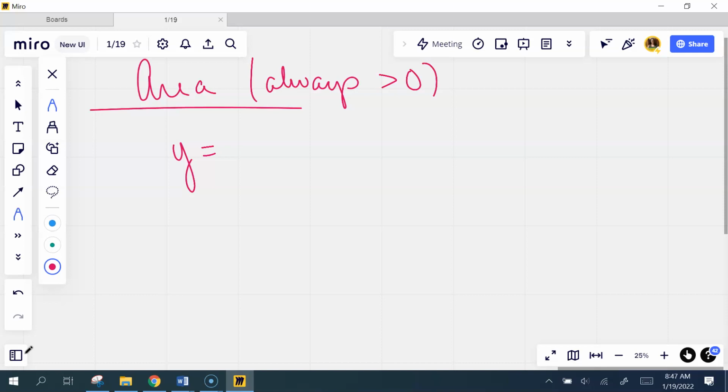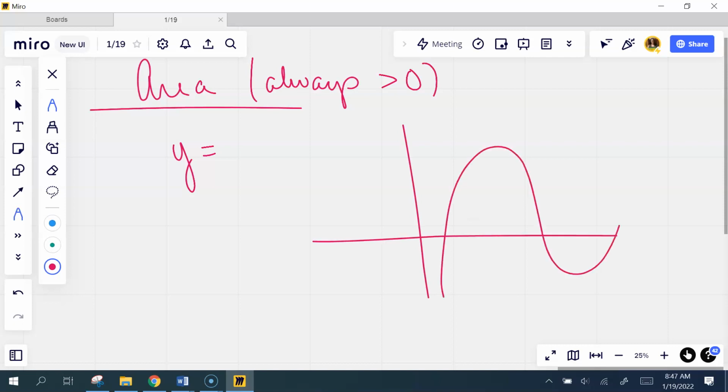So the definition of the integral is the area under the curve to the x-axis, right? So what's under the x-axis is negative. So if I had something that looked like this, and I wanted the area from, let's say, here to here, well, the area is always going to be positive, but here the integral can be negative. So here the integral is less than 0.